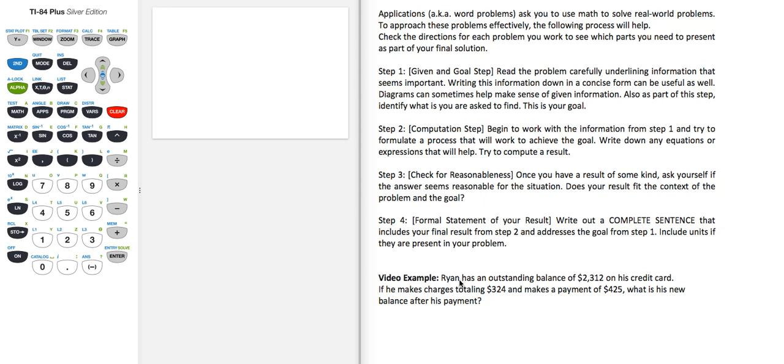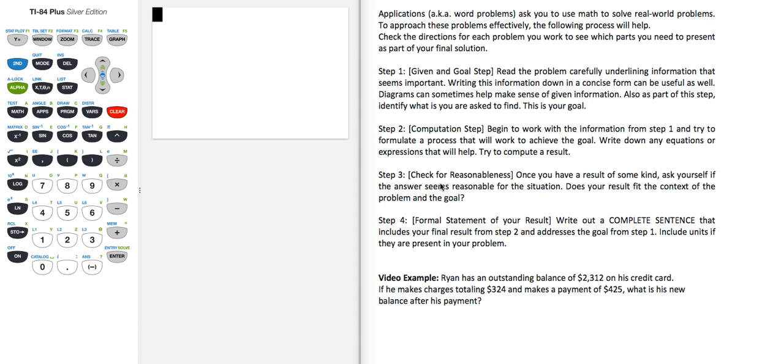Here we're given an application problem involving Ryan and a balance on a credit card. Word problems in mathematics are often really challenging for students because they have to figure out what exactly to do with the numbers and the information presented.